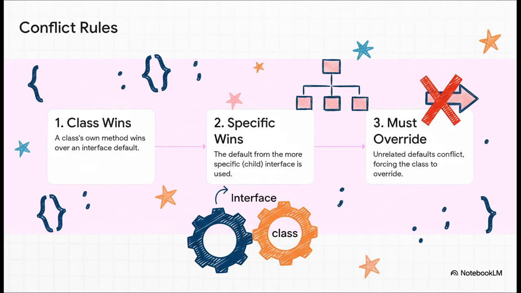First, the class itself wins. Second, the most specific interface wins. And if there's still a tie, well, the compiler makes you, the developer, decide. Let's walk through each one.